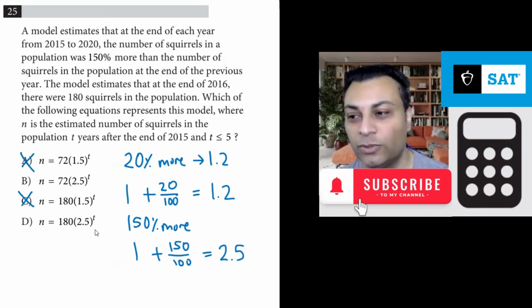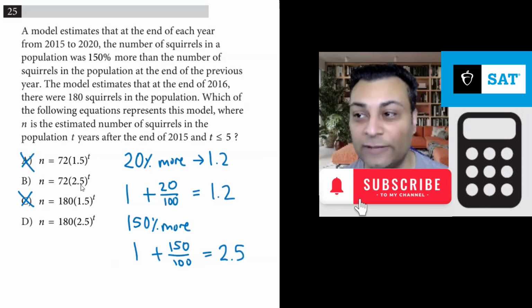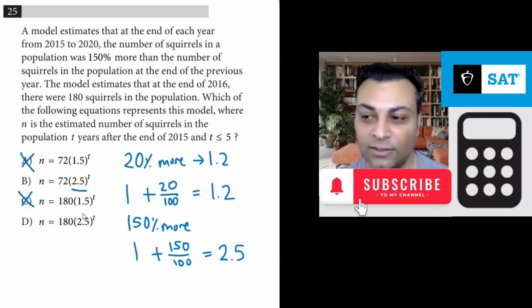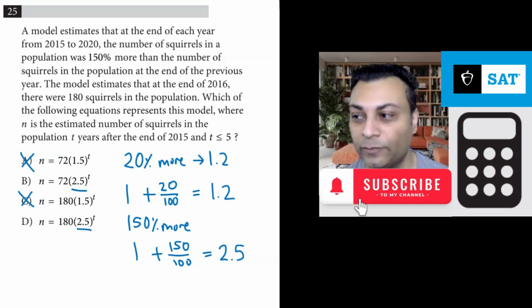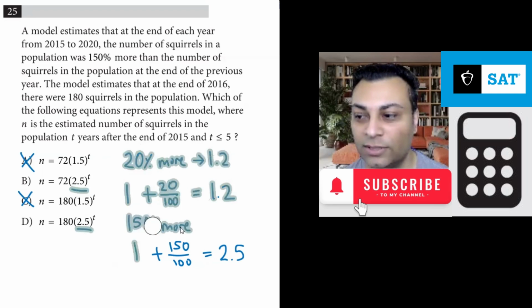Now, the real question is, at the end of 2015, because t stands for years after 2015, we want to know at the end of 2015, do we want to use 72 or 180? So we have the correct number in the parentheses, but we don't know whether it's 72 or 180.